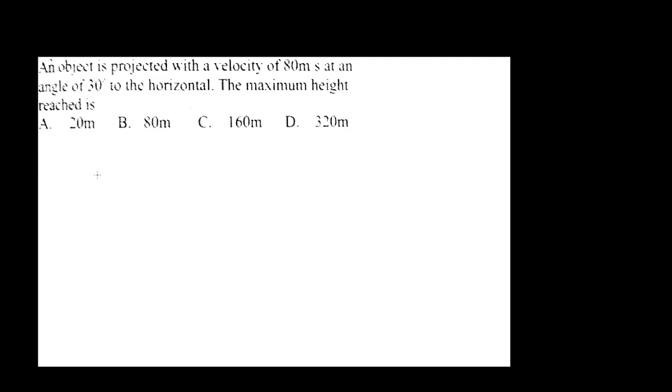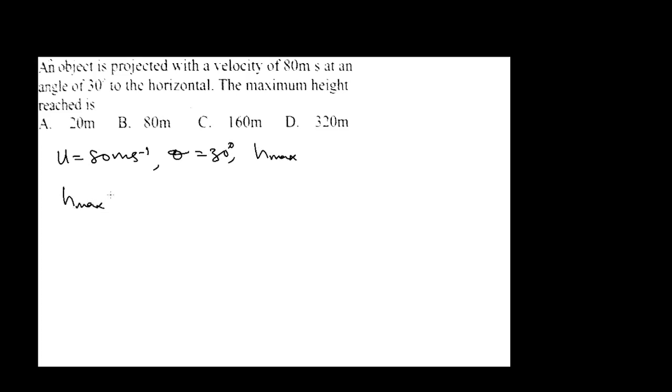So the next question here states that an object is projected with a velocity of 80 meters per second at an angle of 30 degrees to the horizontal. The maximum height reached is. So the question is, an object is projected with a velocity of 80 meters per second. So the velocity is 80 meters per second at an angle of 30 degrees to the horizontal. So theta is 30 degrees. So we are looking for the maximum height. So what's the maximum height?